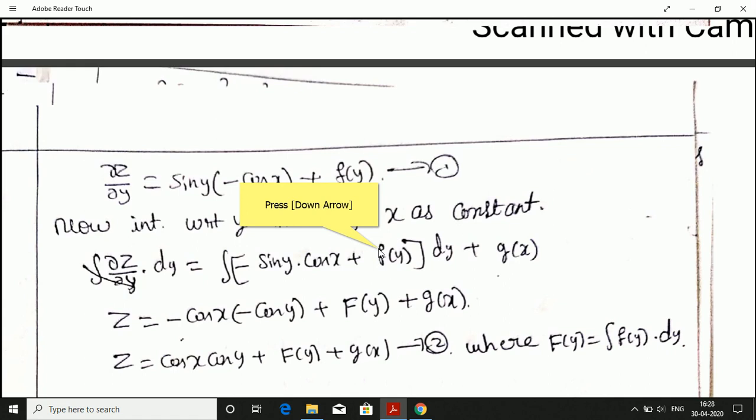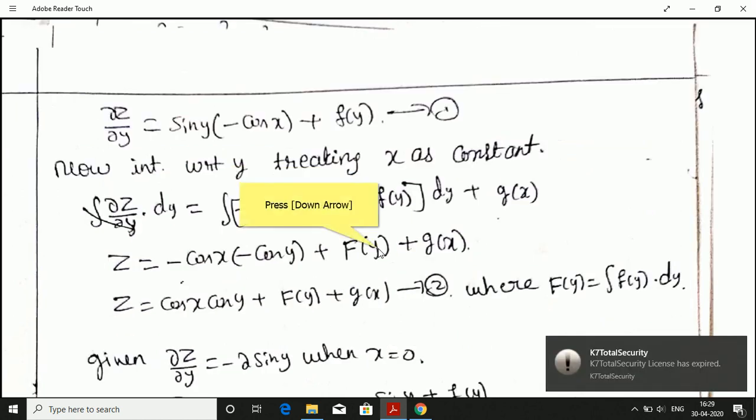Here itself we can substitute the first condition, or else now integrate this with respect to y, treating x as constant. Integral differential gets cancelled. Minus cos x constant, integration of sin y with respect to dy is minus cos y, plus integration of small f of y is capital F of y, plus g of x is the constant of integration. Minus into minus is plus, cos x into cos y is equal to capital F of y plus g of x, where capital F of y is the integral of small f of y.